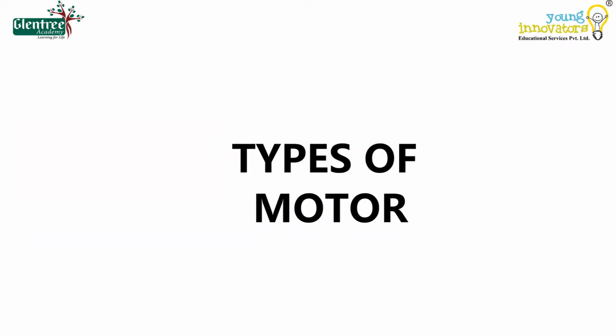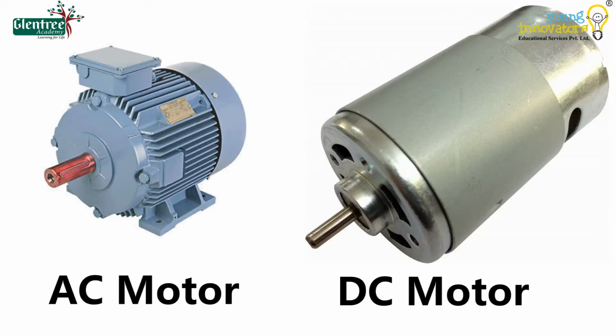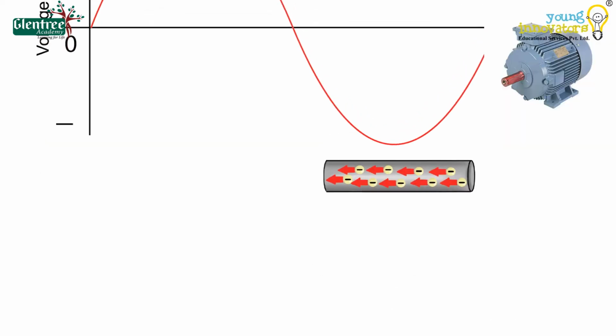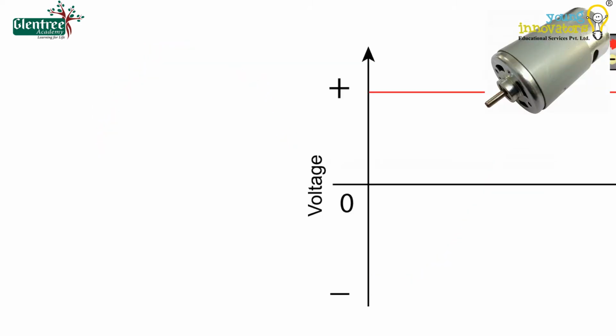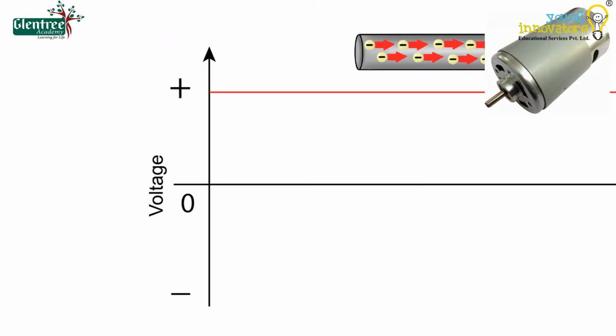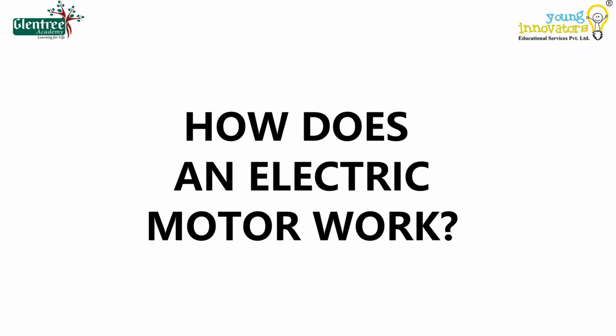Coming to the types of motor, we majorly find two different types of motor. One, an AC motor, another, a DC motor. AC motors are those which are driven by alternating current, and DC motors are the ones which work on direct current. Let us look at the working of DC motors now.